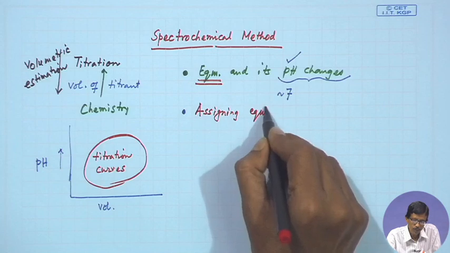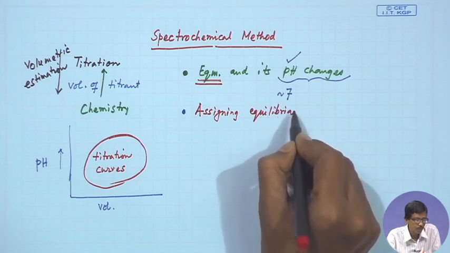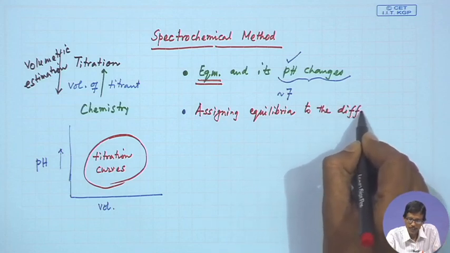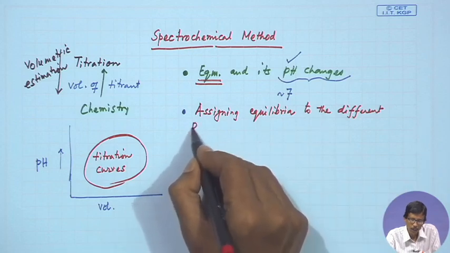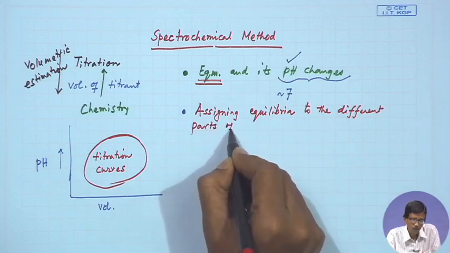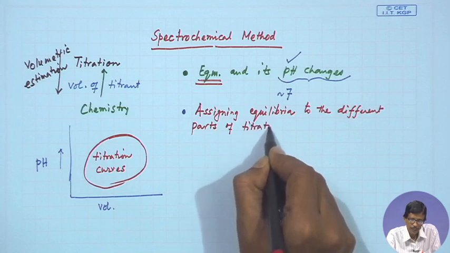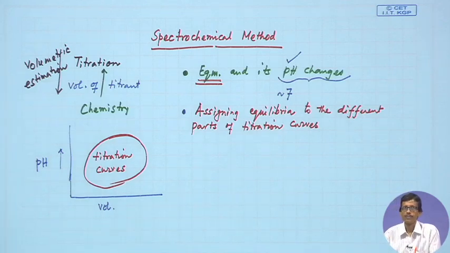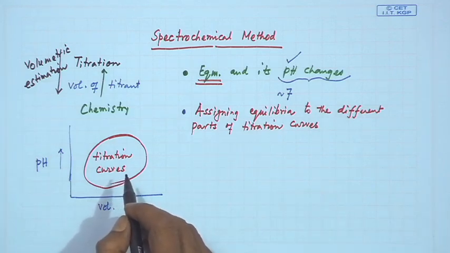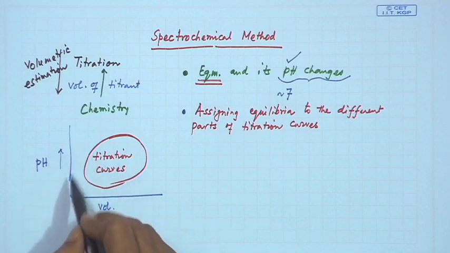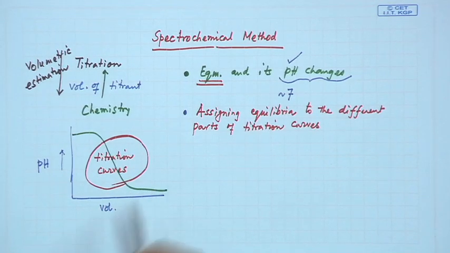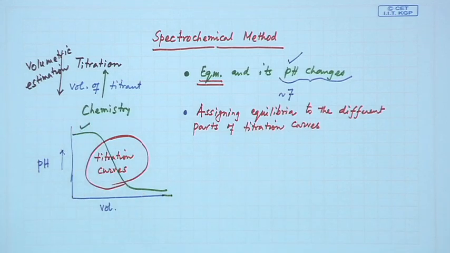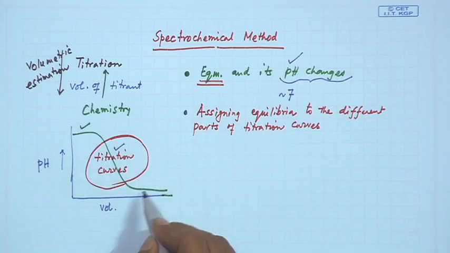the different equilibria to the different parts of titration curves. This is important. How do we assign a particular titration curve? Suppose your titration curve is like this. Okay. So, what is happening over here, and what is happening over here, and what is happening over here.